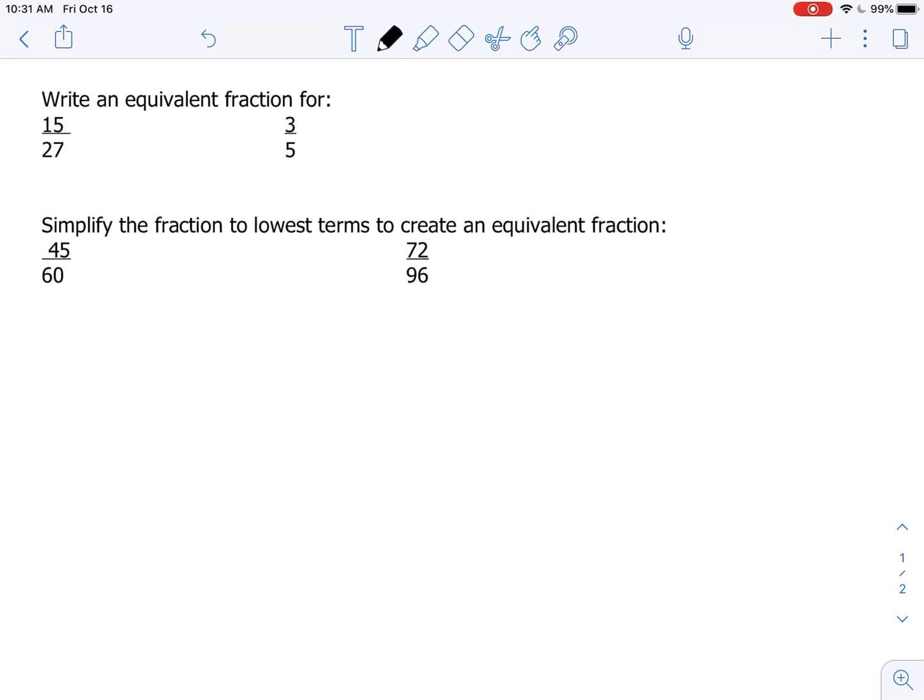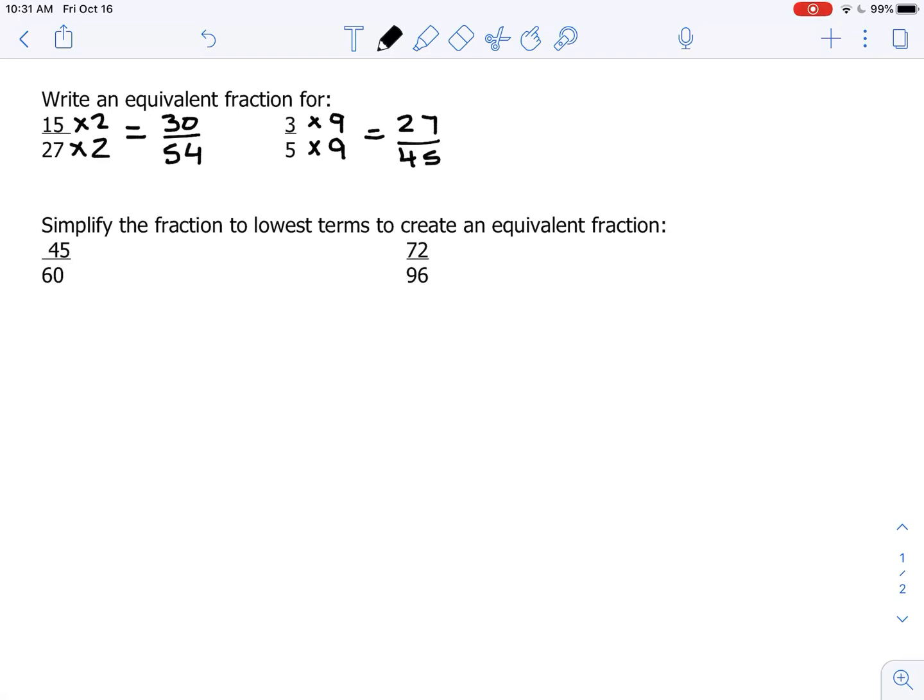All right, so let's practice writing an equivalent fraction for 15/27. Right, we can make it bigger by multiplying both numbers by 2 or by 3 or by 10. I'm going to multiply by 2 to make that 30/54. And for 3/5, let's multiply by 9 to make that into 27/45. So those are equivalent fractions to each other.